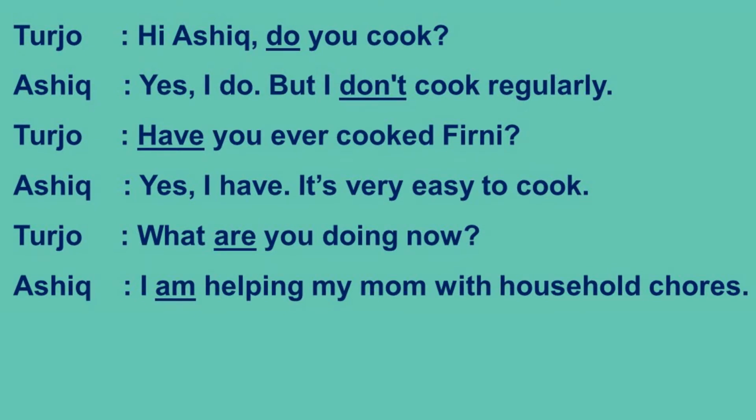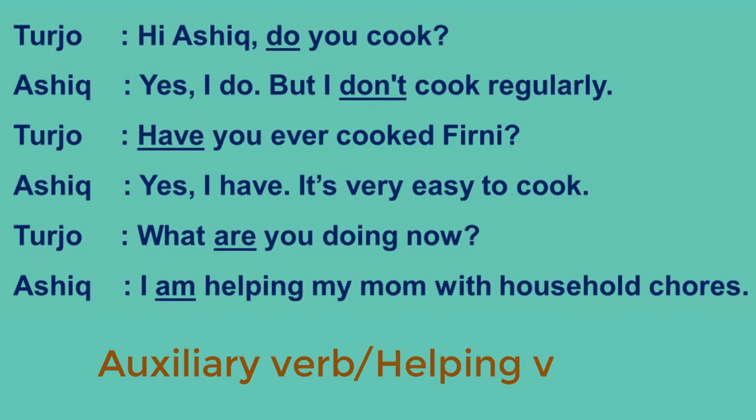Look at the underlined verbs. Do, don't, have, are, am. They are called auxiliary verbs. Auxiliary means helping. So, they are also called helping verbs. Auxiliary verbs are used with main verbs. They do not have any meaning of their own. They help the main verbs become interrogative, negative, continuous, perfect, and passive.